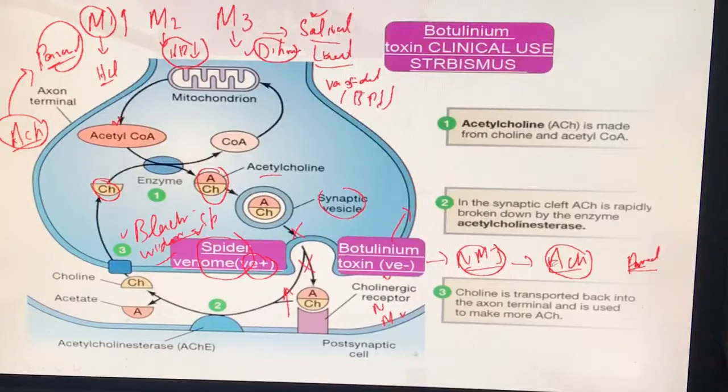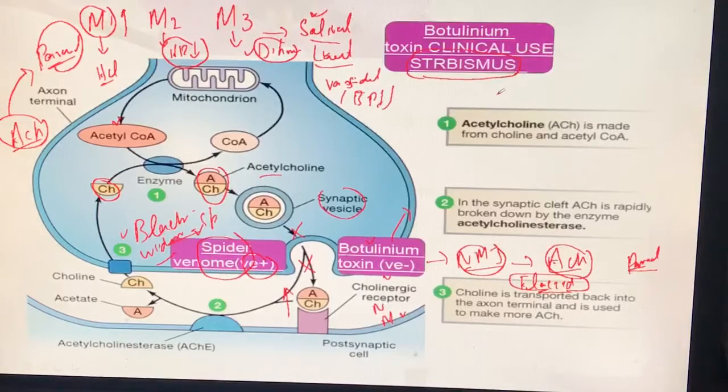What type of paralysis is this? This paralysis is flaccid paralysis. Why flaccid paralysis? Because no acetylcholine means no depolarization of the muscle. If no depolarization, the muscle becomes loose and flaccid. This is the flaccid paralysis of botulism. So what is the clinical use here? What is strabismus? Strabismus is a disease condition of the ocular muscle.